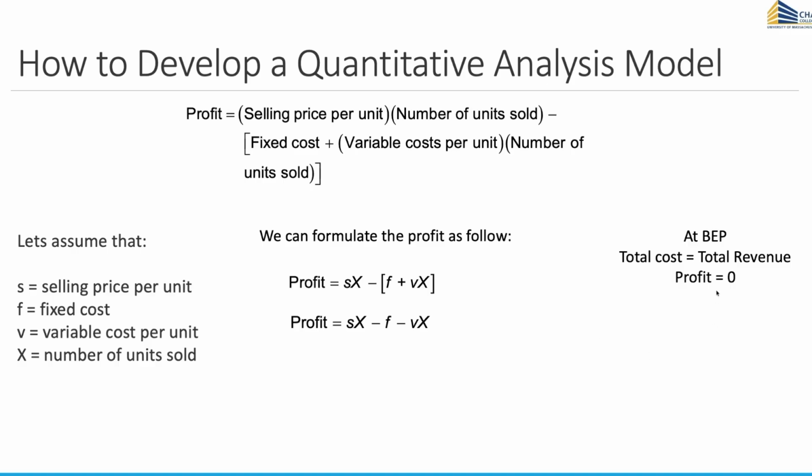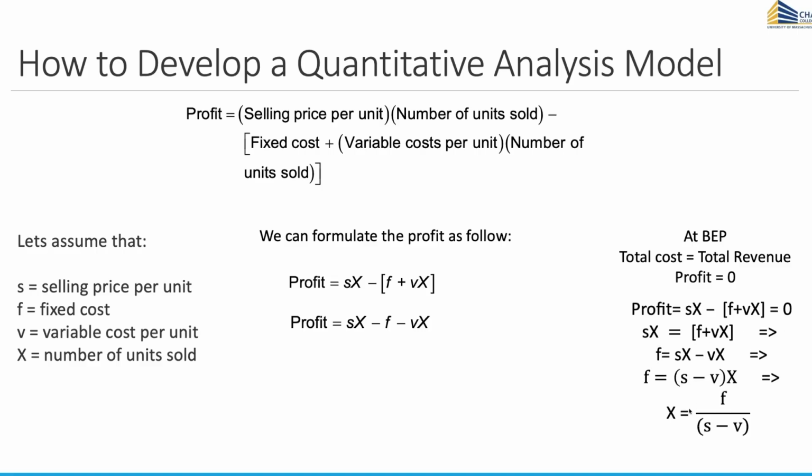So at BEP, total cost is equal to total revenue. In other words, profit is 0. So I can substitute this profit with the function that we have. Profit equals SX minus total cost, including fixed and variable cost, equals 0. Therefore, SX equals F plus VX. If I solve this equation for X, then I can find the BEP, the break-even point, or the number of items that the business should sell so that the business can cover all the cost.